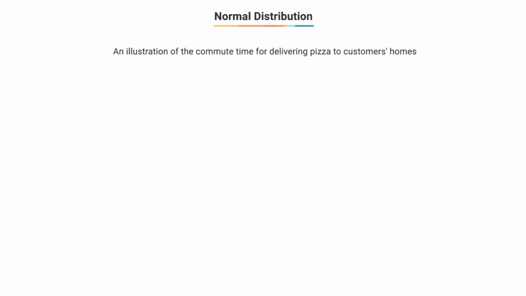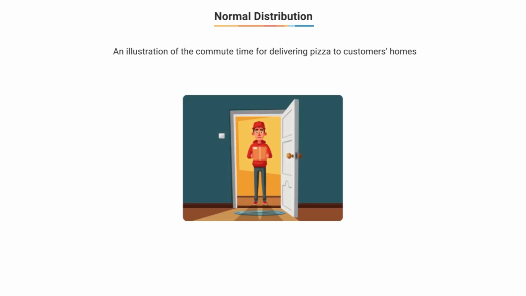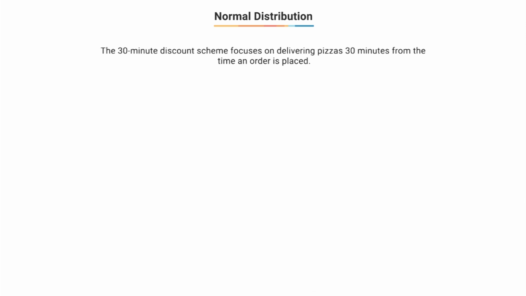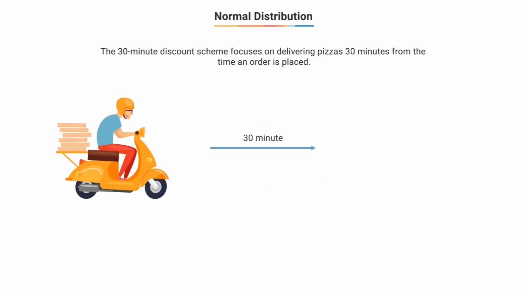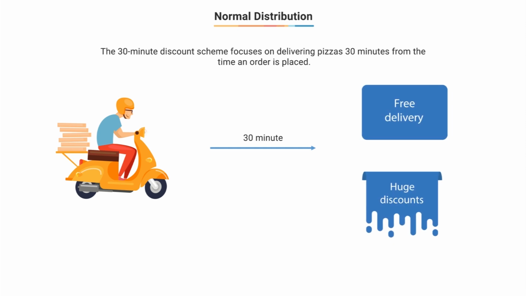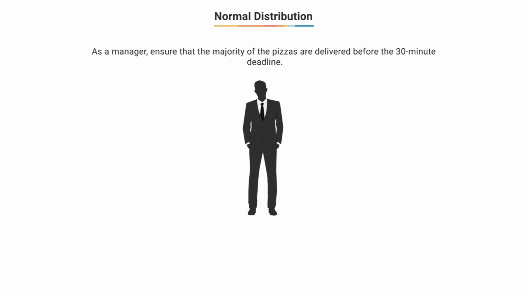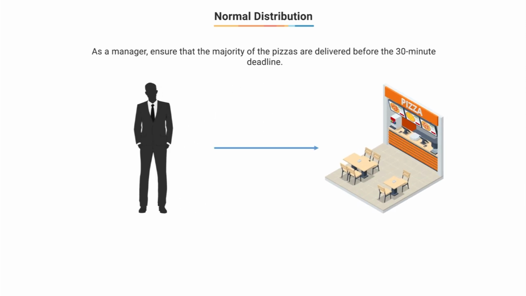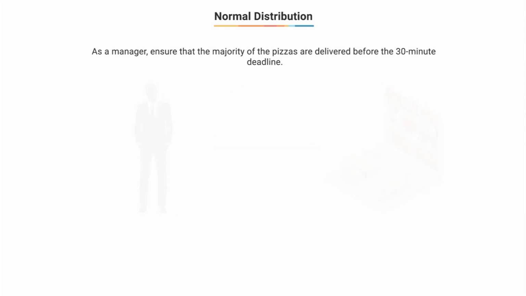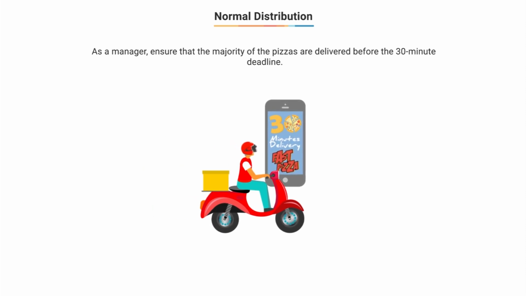So to understand the normal distribution, let us go back to our earlier example of commute time for pizza delivery to the customers' houses. We are aware that pizza delivery outlets have come up with this 30-minute guarantee of delivering pizza from the time an order is placed. If the time taken to deliver the pizza is more than 30 minutes, then depending on the purchase value, the pizza comes free or with a huge discount on total purchase. As a manager at one of the pizza outlets and given this 30-minute guarantee, you want to ensure that most of the pizzas are delivered well before these 30 minutes.